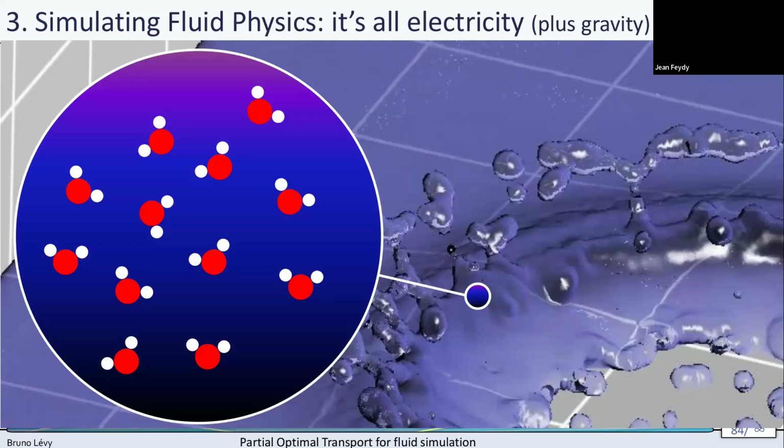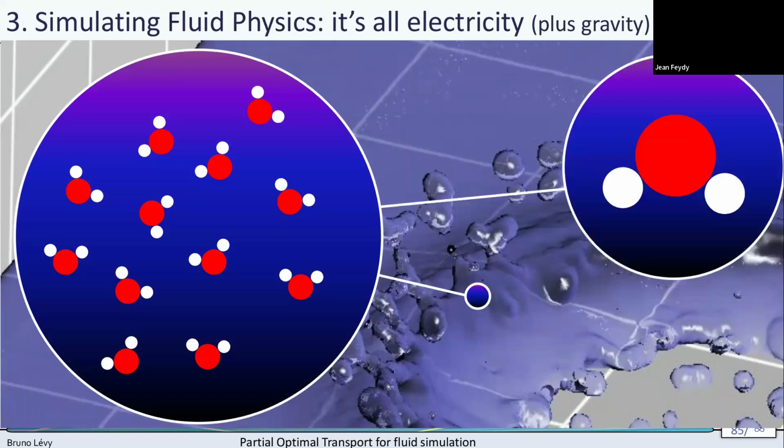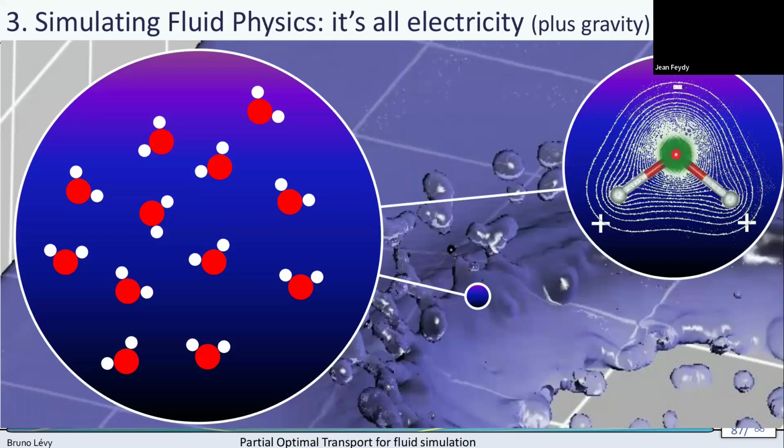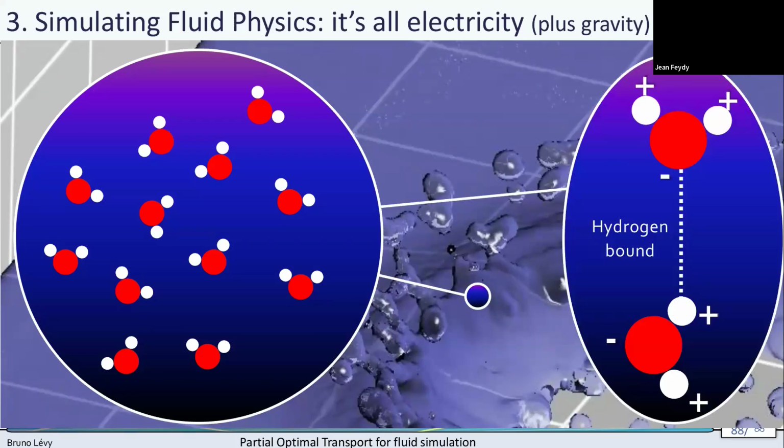Here I've got a rather naive view of that. Water is composed of a set of water molecules. And in fact, these water molecules are polarized because the cloud of electrons has more electrons around the oxygen atom and fewer electrons around the hydrogen atoms. And since they are polarized, there are electric forces that connect them. They are not as strong as chemical bonds, but they are still there.